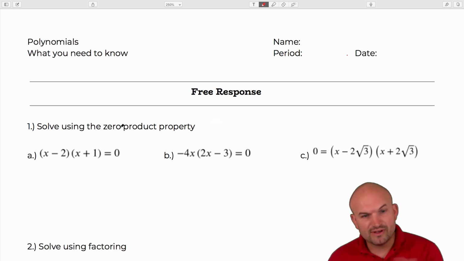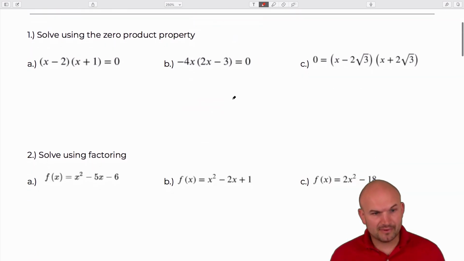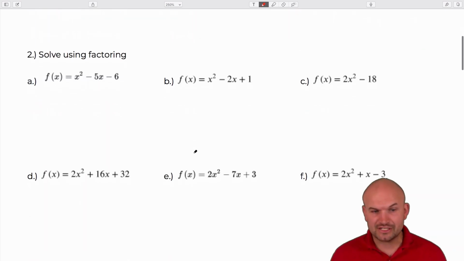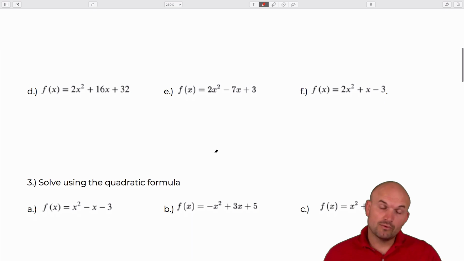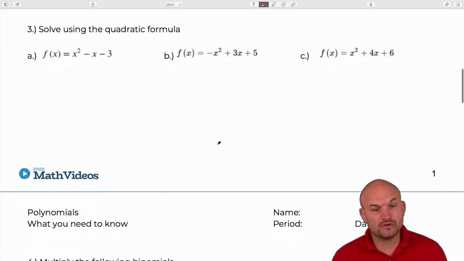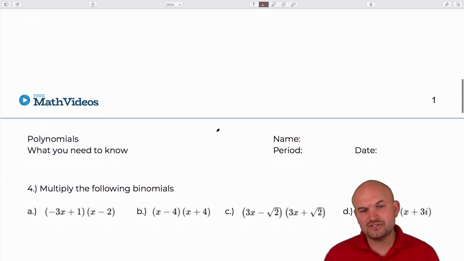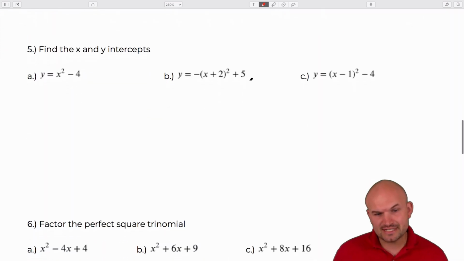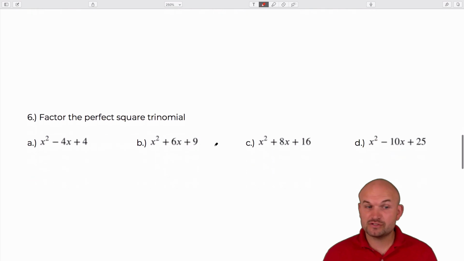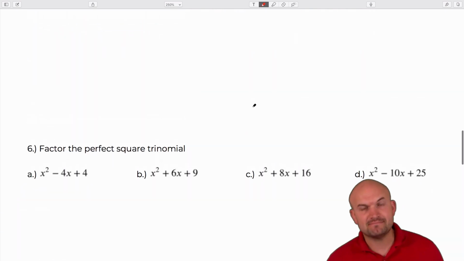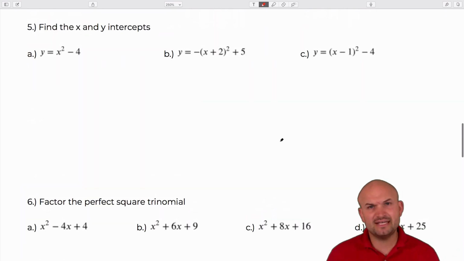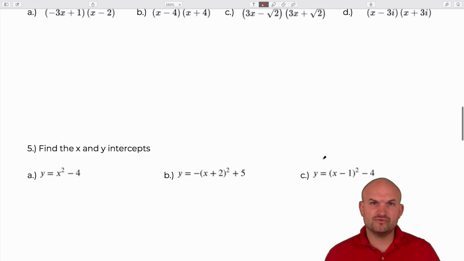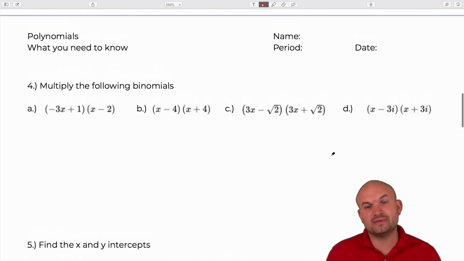So we're going to review the zero product property. We're going to cover factoring again, a lot of factoring. We're going to go back over doing some problems for the quadratic formula, how to multiply binomials, finding the x and the y intercepts, and factoring perfect square trinomials. And I believe that was it. Yeah. So this is just going to be a good review to really get you ready as we get into polynomials.